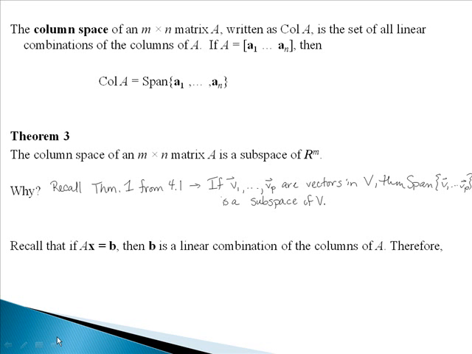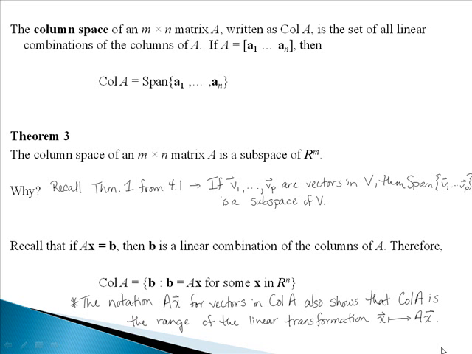Let's recall that if Ax equals b, then b is a linear combination of the columns of A. Therefore, the column space of A is the set of all vectors b such that b satisfies the equation Ax equals b for some x in Rn. The notation A times x for vectors in the column space of A also shows that the column space of A is the range of the linear transformation that maps x to A times x.